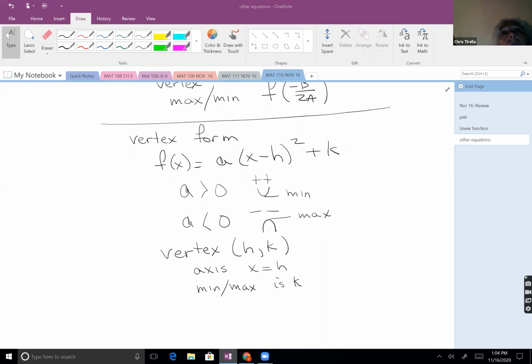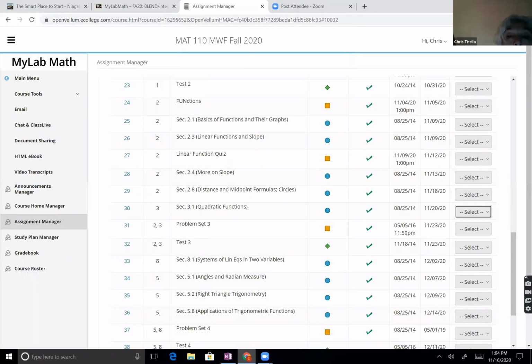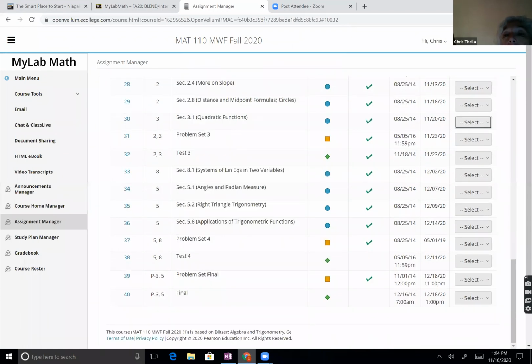If not, can I leave this page and move on to look at that problem set, that practice test, to give you an idea of what you're going to be looking at? Yes. Okay, thank you. So let's look at problem set 3.